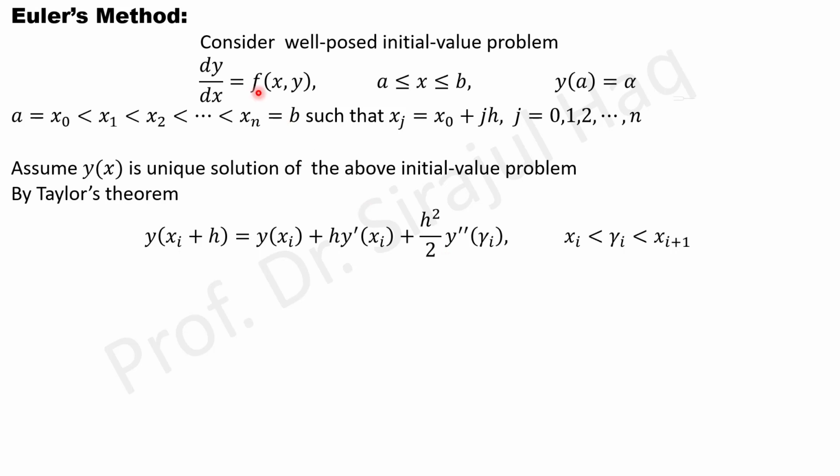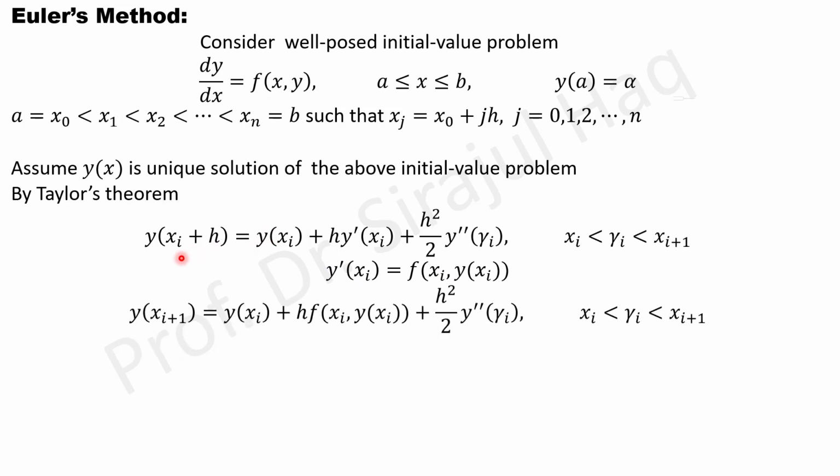But now if you look at your problem, dy by dx, that is y prime, is equal to f of x, y. So let us substitute this value in this expression. So what will we get? You know that the data is equally spaced, so xi plus h is equal to xi plus 1. y of xi plus 1 equals y of xi plus h multiplied by f, where we substituted the value of y prime from here.